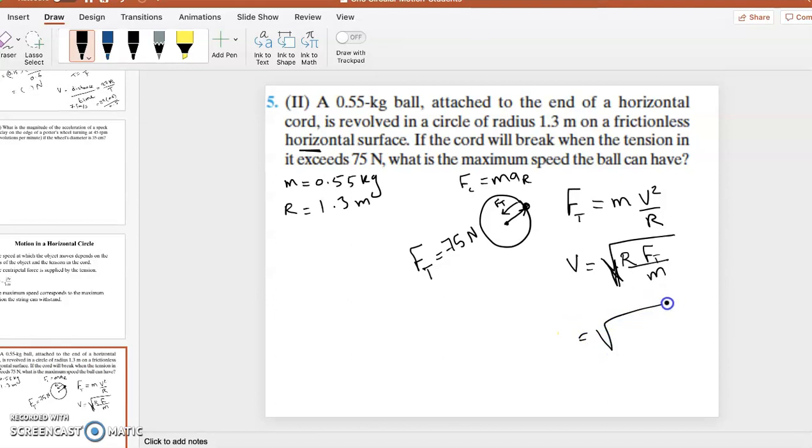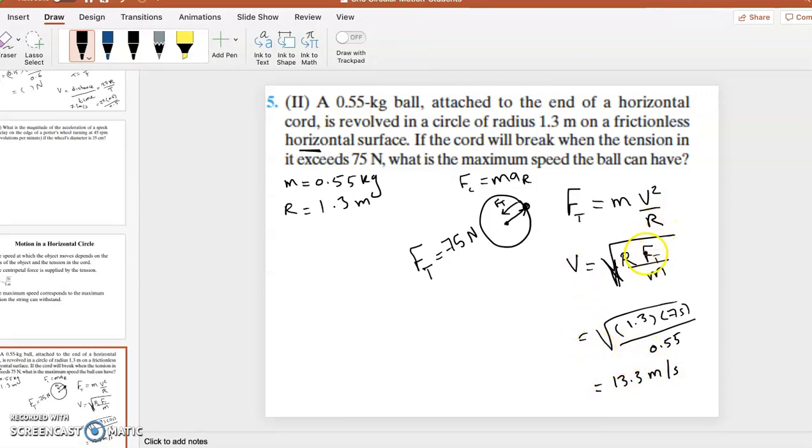So it's equal to the square root of 0.55 times 75 Newton divided by 1.3. No, I did something wrong here, guys. One minute. I hope you are following me and you know what I did wrong. This is the mass and this is the radius. So the radius is 1.3 and the mass is 0.55. If you plug in the numbers, it's 13.3 meters per second. It's a very high speed, by the way.